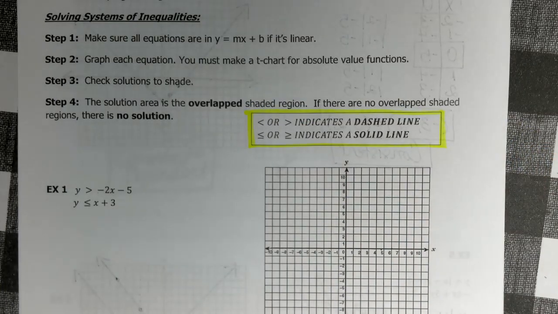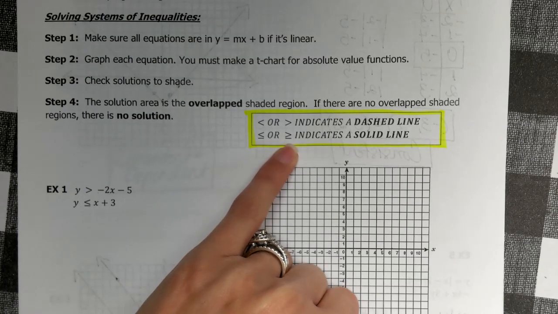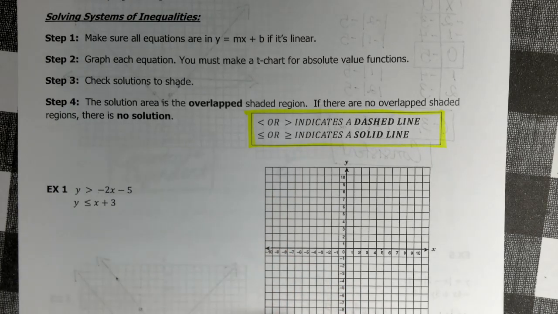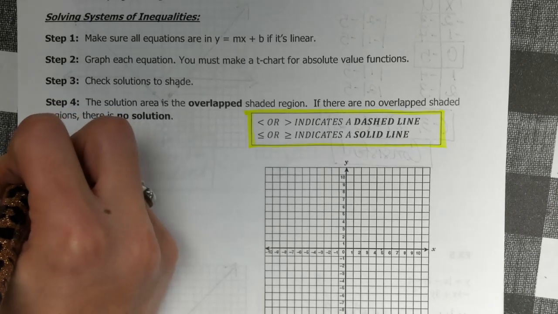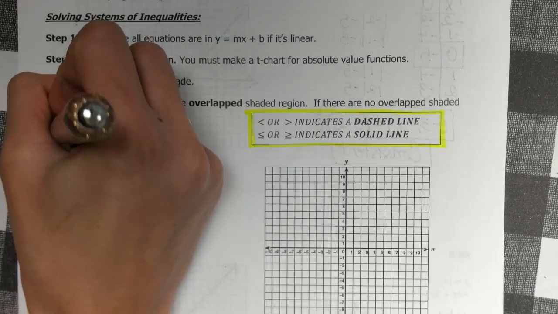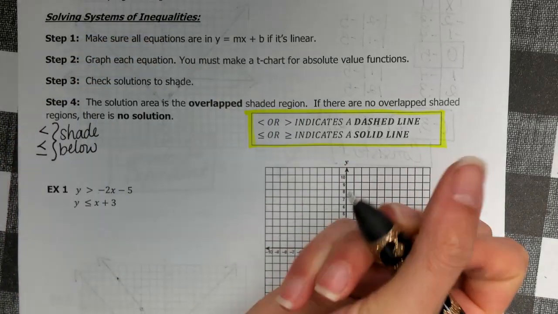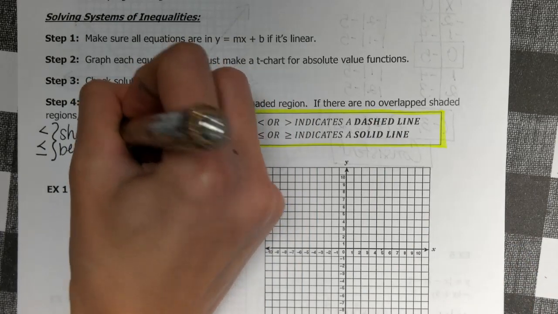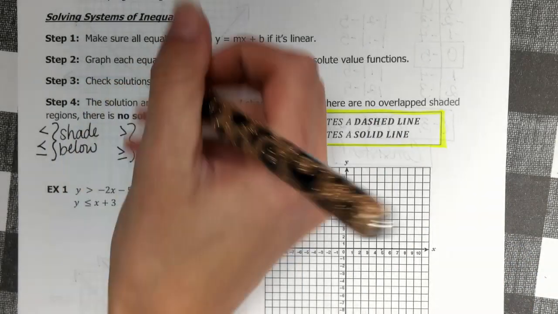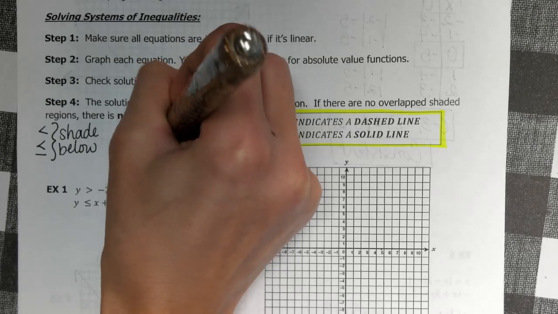Okay, and then I put on your notes how to know if it's a dashed or solid line. So if it's less than or greater than, it's dashed. If it's less than or equal to, greater than or equal to, it's solid. Basically, if your inequality has equal to, it's a solid line on your graph. Now shading wise, if I have less than or equal to, I'm going to shade below the line that I draw. If I have greater than or equal to, I'm going to shade above the line that I draw.